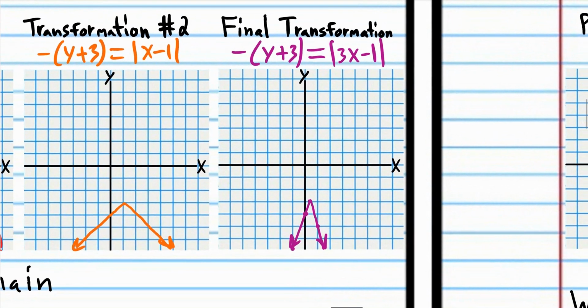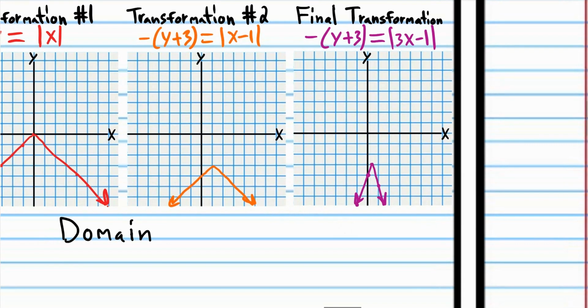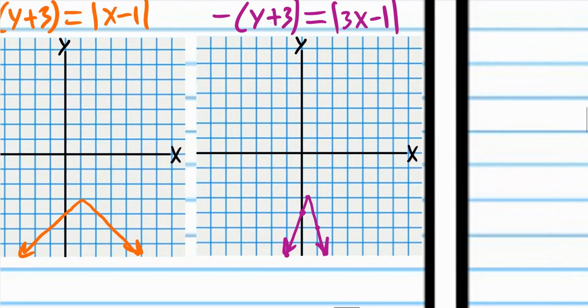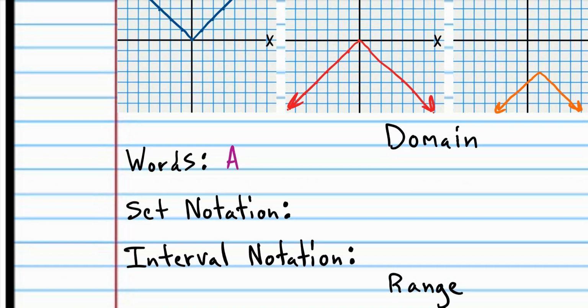So now we can see the domain and range. This graph goes to the right indefinitely and to the left indefinitely. So the domain is all real numbers, and the points on the graph have y values that are all less than or equal to negative 3 because there's no points up here. This point has the biggest y value, which is negative 3. So the domain is all real numbers.